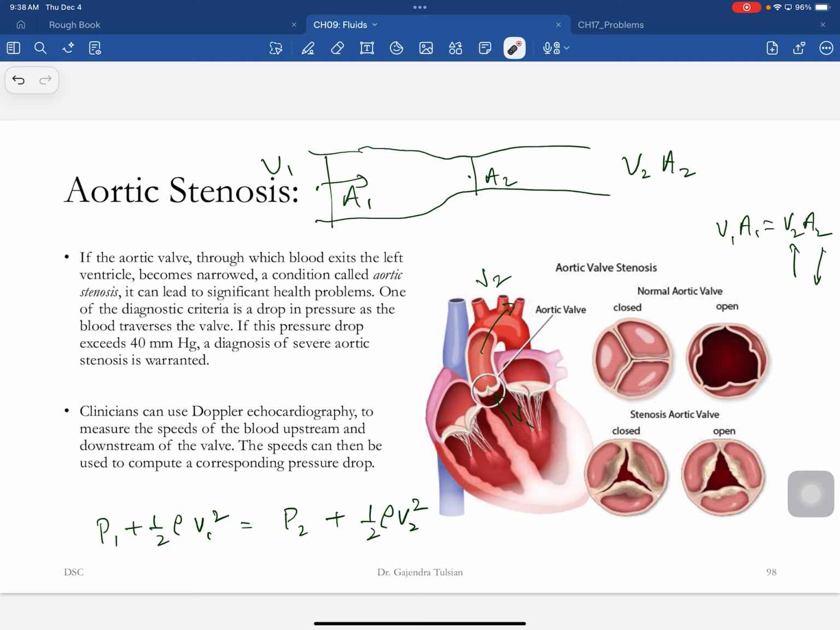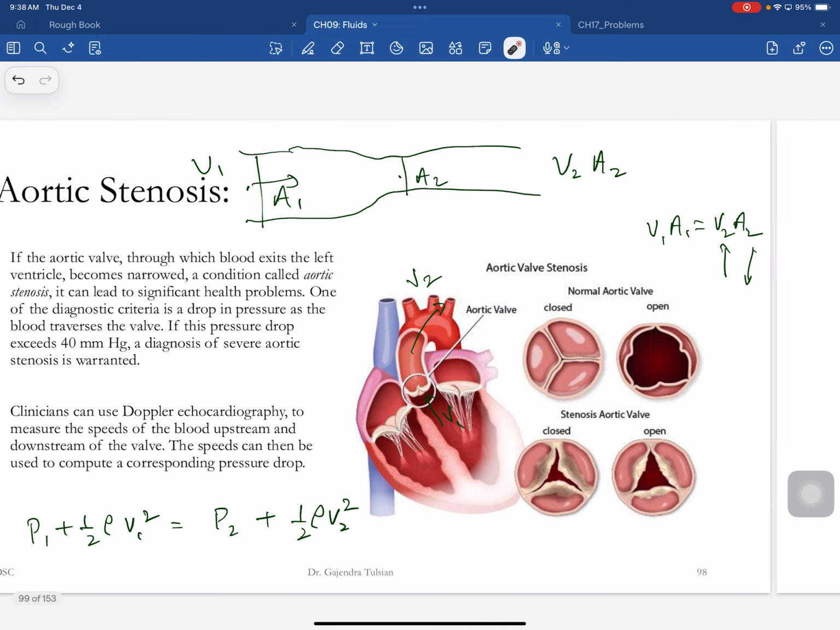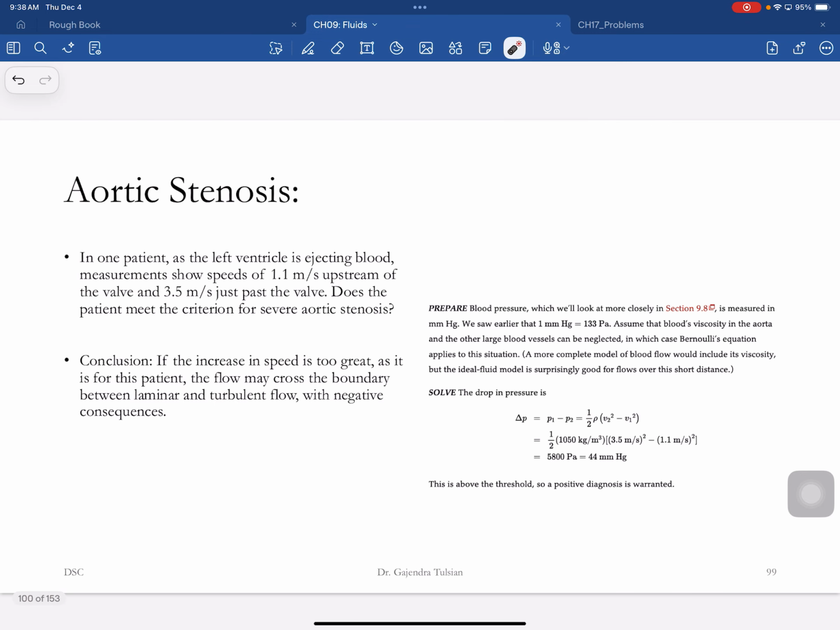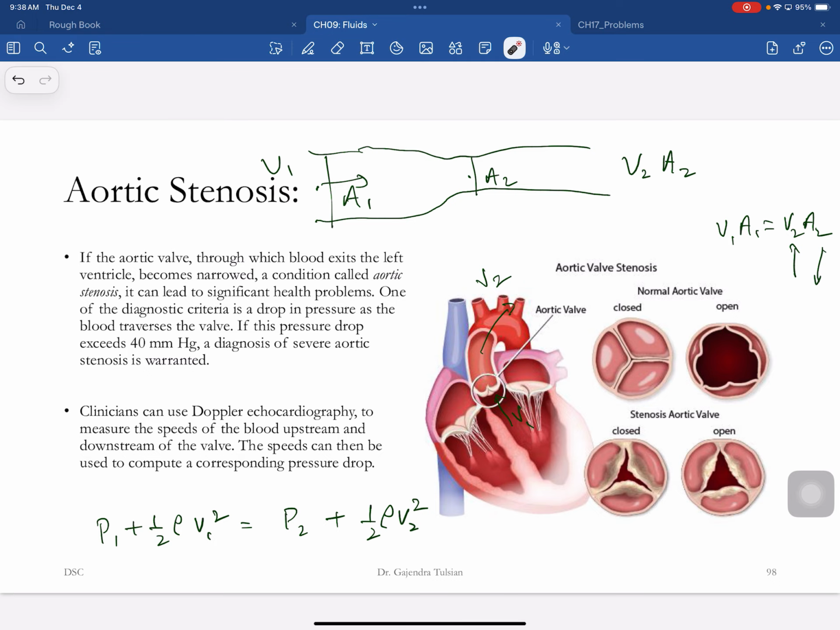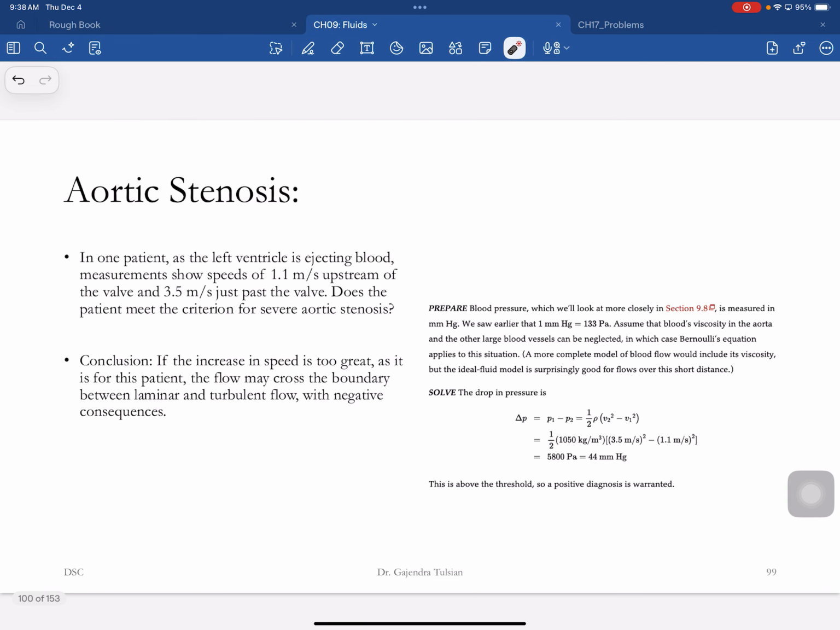Okay? So again, you're not looking at this valve. What you're doing is measuring the speed of blood using echocardiography. Okay, so here are the numbers on a problem. You have stenosis if the pressure drops by 40 millimeters of mercury. Okay, so here's a problem.